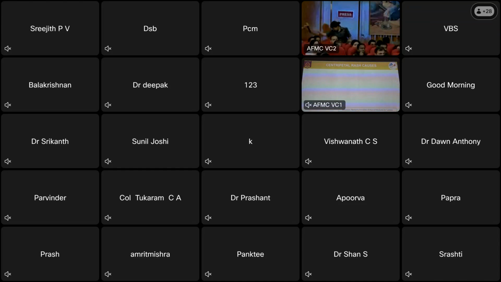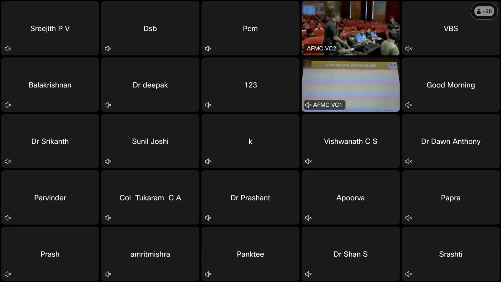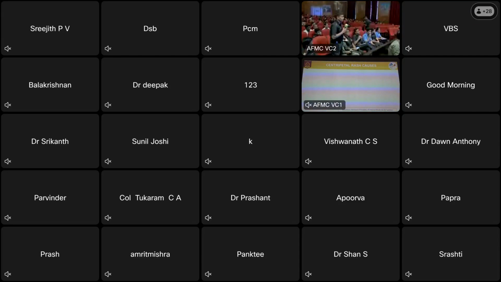Centripetal rash causes: chickenpox, dengue, chikungunya. It can be meningococcemia, RMSF, secondary syphilis, chikungunya, hand, foot, mouth disease, rat bite fever, subacute bacterial endocarditis, and erythema multiforme. So what are the possibilities?